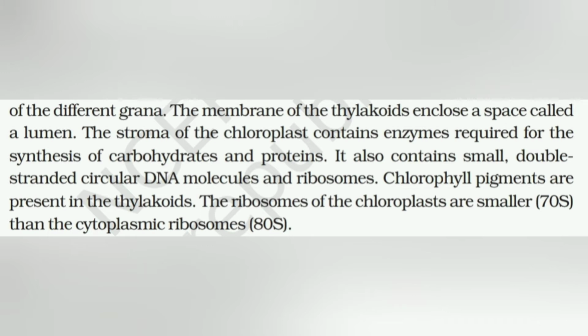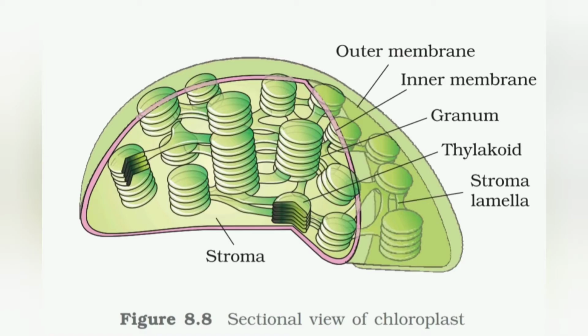The stroma of the chloroplast contains enzymes required for the synthesis of carbohydrate and protein. It also contains small double-stranded circular DNA molecules and ribosomes. Chlorophyll pigments are present in thylakoids. The ribosomes of the chloroplast are 70S, similar to the prokaryotic ribosomes, while cytoplasmic ribosomes are 80S.